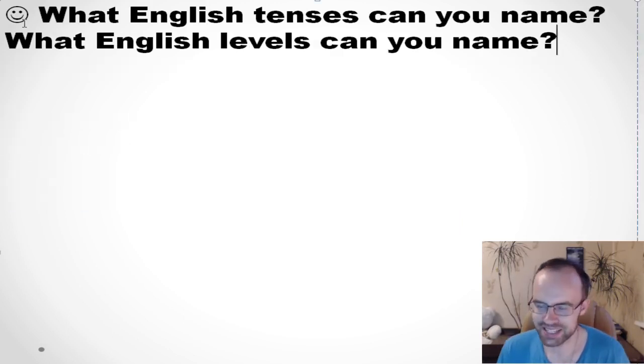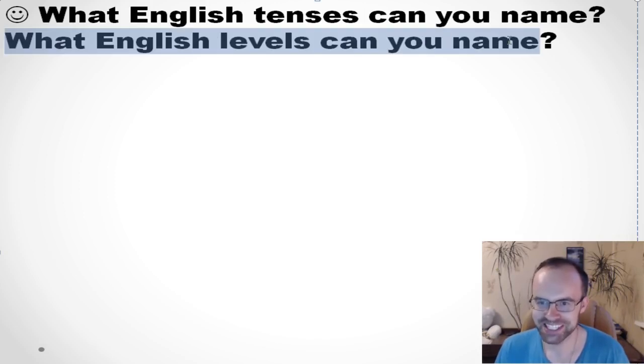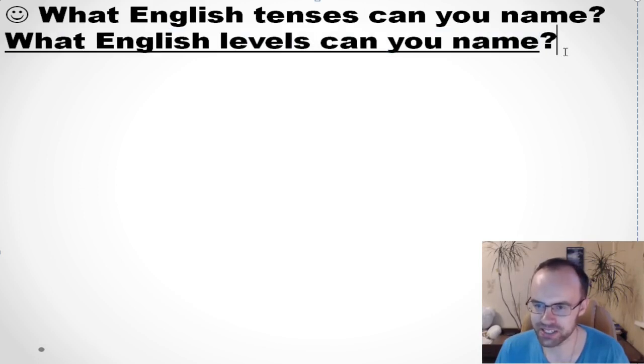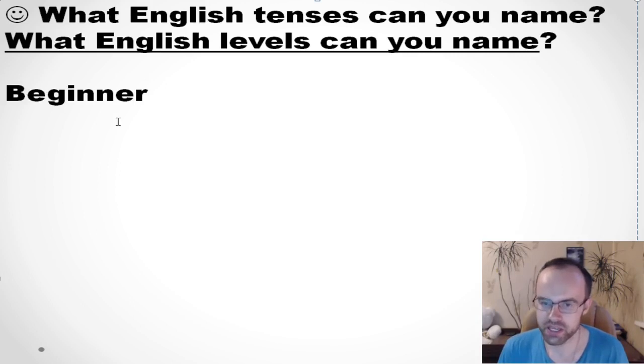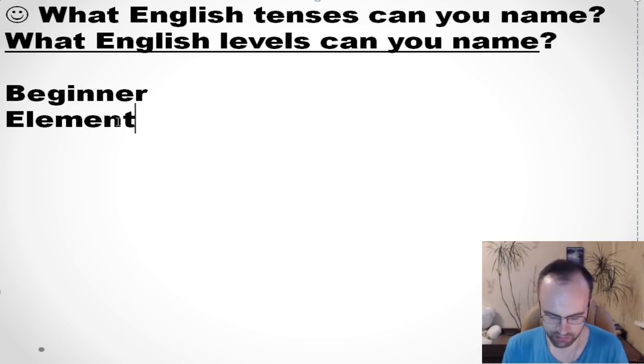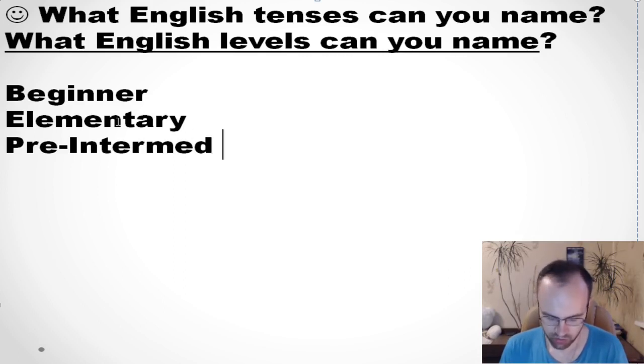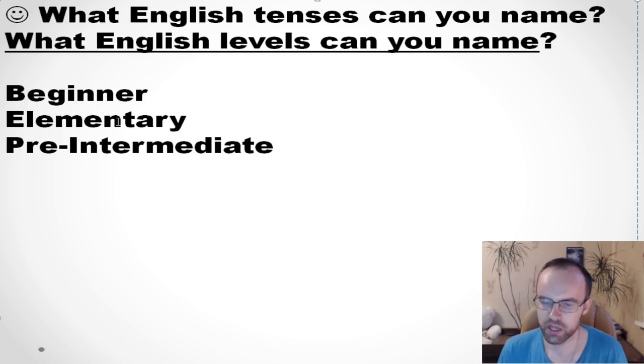Okay, let's start with the second question. Right, my friends, let's start with this question. What English levels can you name? Okay, so really, what's the first level? So, beginner, right. Next, elementary. Okay, very good, my friends, excellent. Next, pre-intermediate. Okay, what's next? Intermediate.